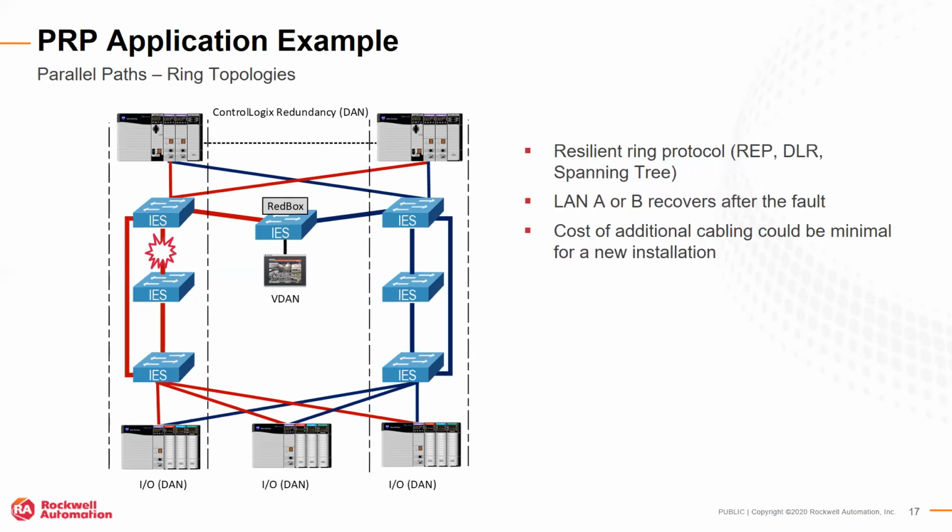And then one step further, if you did have a parallel path network, you can easily, inside LAN A and LAN B, add things like ring protocols, and that could be a REP ring, a DLR ring, etc. So with not a whole lot of extra cost or not a whole lot of extra work, you could add some resiliency inside your LAN A and LAN B networks. That is something that's certainly allowed in the PRP structure.